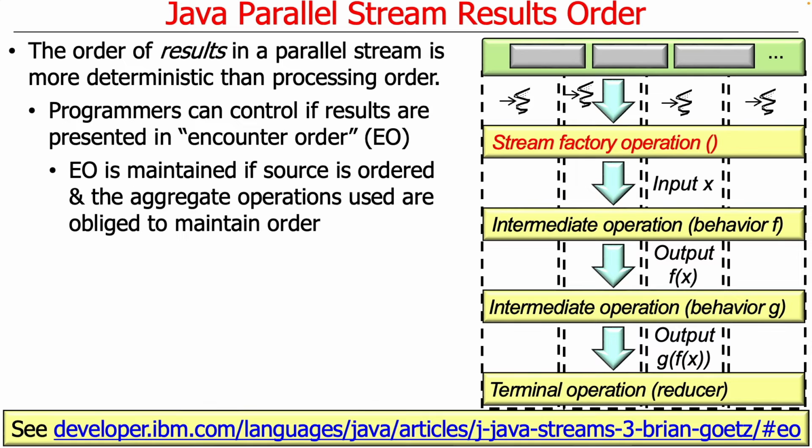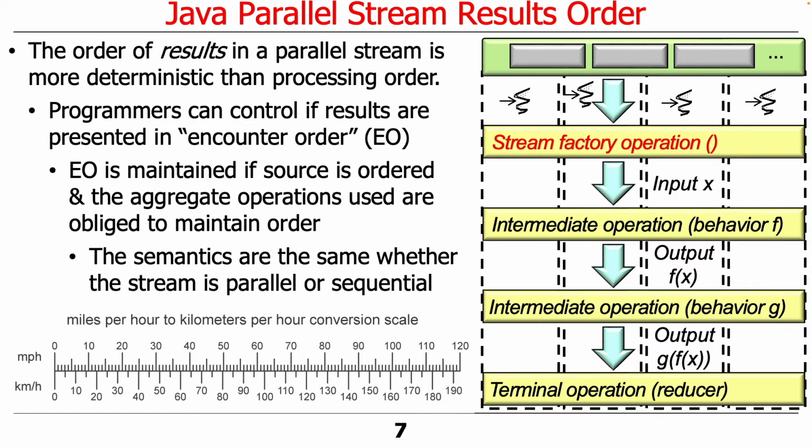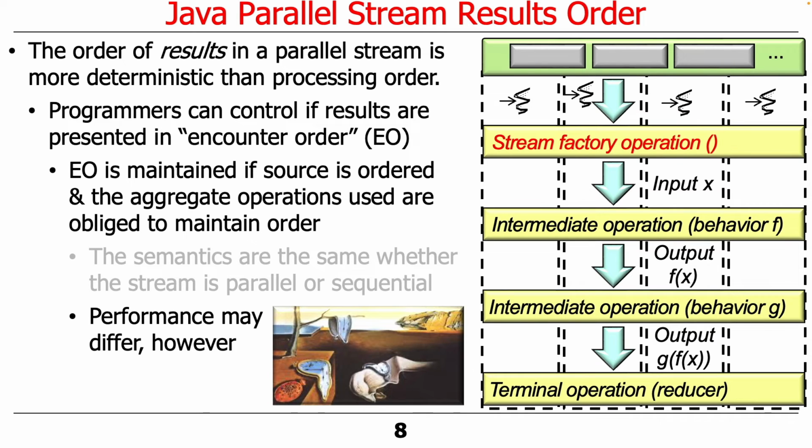And as we've talked about a couple times, what's interesting about this is that the semantics with respect to encounter order are identical whether or not the stream is a parallel stream or a sequential stream. So they will have the same behavior, although there could be a cost, as we've seen, a higher cost if you have parallel streams under some circumstances. And therefore, the performance may very well differ.